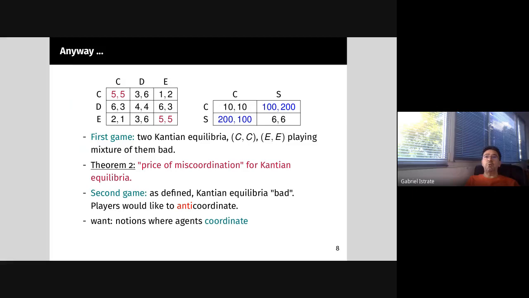The second game is this game on the right, where actually playing the same strategy is not good for the players. In fact, what they would like to do is anti-coordinate. They would like to perhaps play 50% of the time the action profile CS, and 50% of the time the action profile SC. So the conclusion of this argument, as well as a theorem about the price of miscoordination, is that the meaningful extension of Kantian equilibrium is one where the notions assume that agents somehow coordinate. And of course, there are some connections to correlated equilibria you can see in the paper, but correlated equilibria are related to Nash equilibria, and we don't want our notion of Kantian equilibrium to also capture selfish behavior. So it's not going to be correlated equilibrium per se.